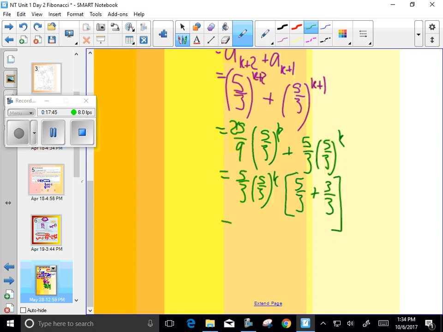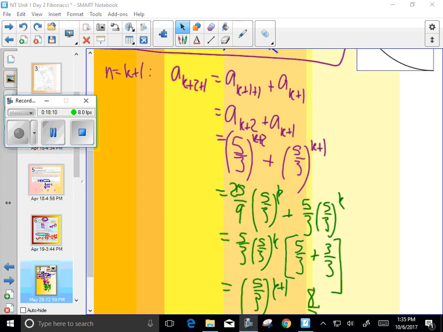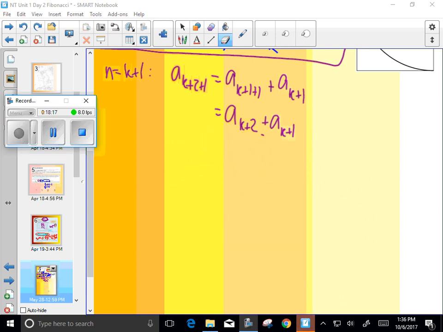Okay. Now, what is 5/3 plus 3/3? 8/3. And what's 5/3? Is that right? 5/3? 8/3? Good. Yeah, that's right. And then this is 5/3 to the k plus 1. Got a little bit of revamping to do. No biggie. It's gonna be fine.